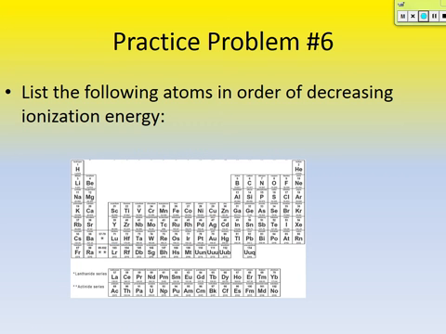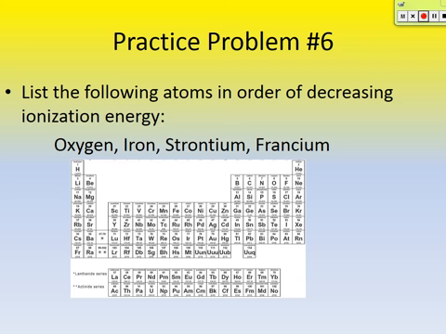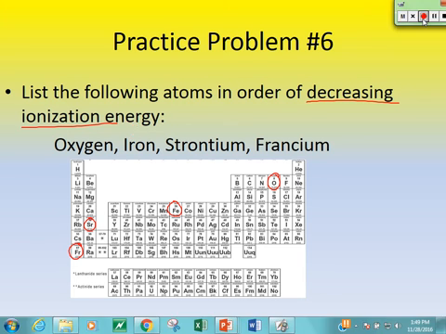Practice problem number 6 says list the following atoms in order of decreasing ionization. So this time we're going from largest to smallest. Let me point them out. Here's oxygen, iron, strontium, and francium. So I want order of decreasing, largest to smallest. If you're watching the video, please hit pause and answer this before we go over the answer.